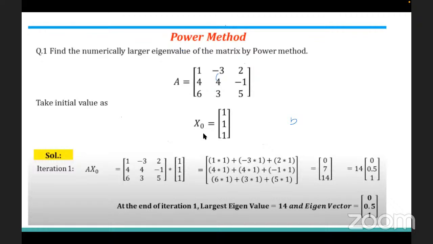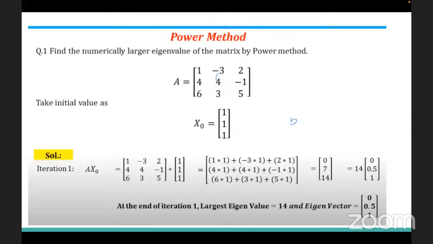So now, let's say we have this 3 by 3 matrix. It says find the numerically larger eigenvalue of the matrix using the power method. All right. So this is the matrix we want to work with. Now, the first thing is that it is iterative. So let's pick a random value. We don't know what it could be, but we can test using any random value. Let's say 1, 1, 1. We can start with 1, 1, 1, or 2, 2, 2, whatever. But let's start with a very small number, 1, 1, 1.